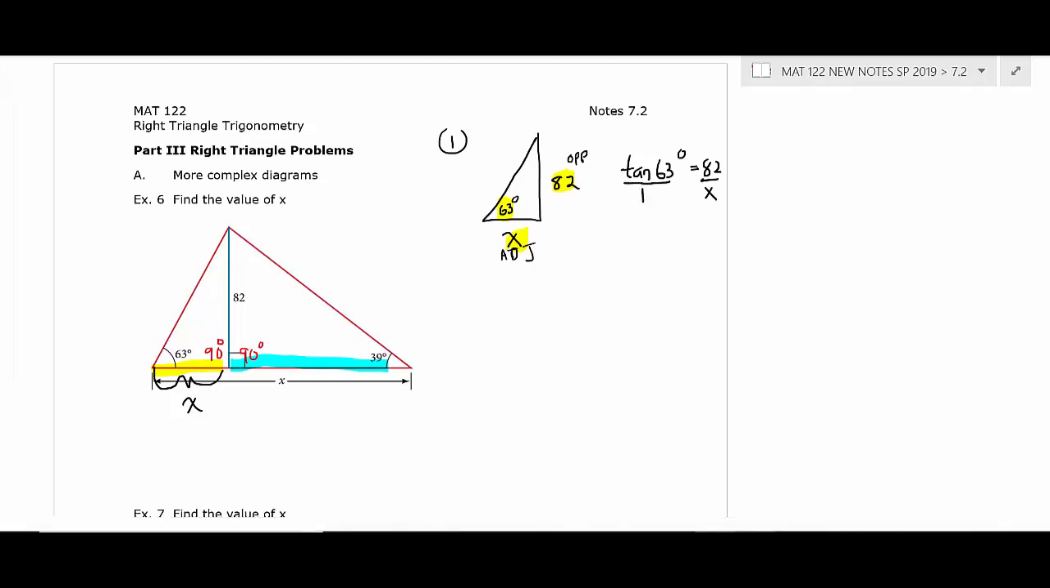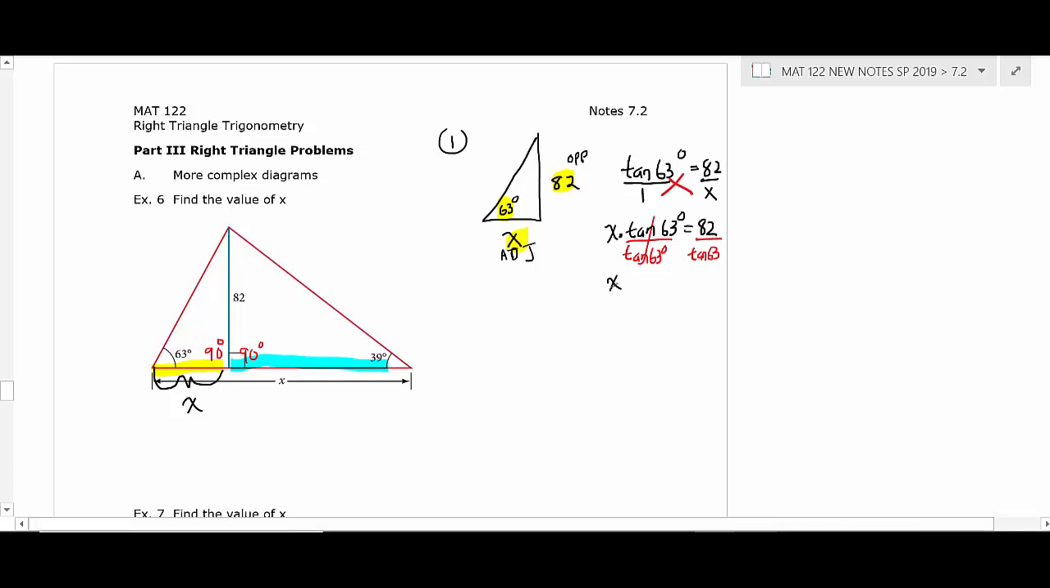So again, you can cross multiply on this. If you do that, you would have x times tangent of 63 is equal to 82 times 1, or 82. You're solving an equation. What do you need to do to get x by itself? You need to divide both sides by tangent of 63 degrees. Then you're just going to go to your calculator to finish this up.